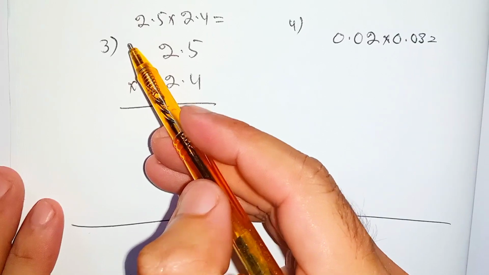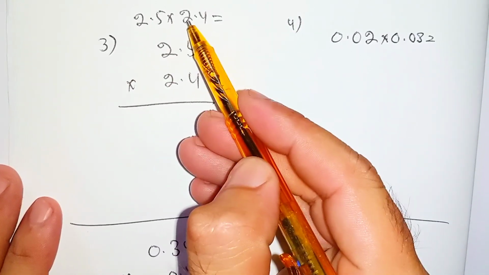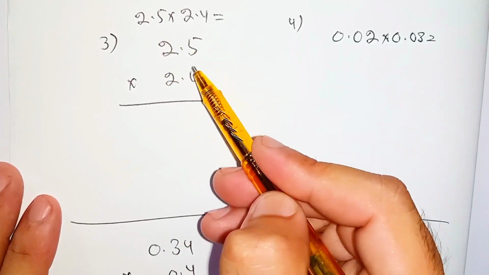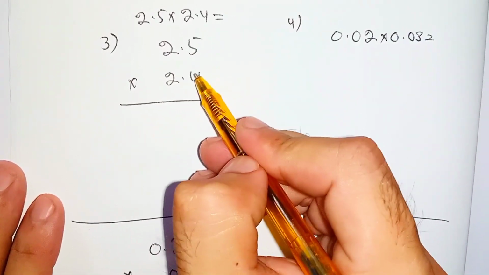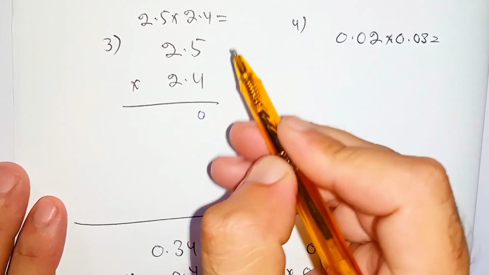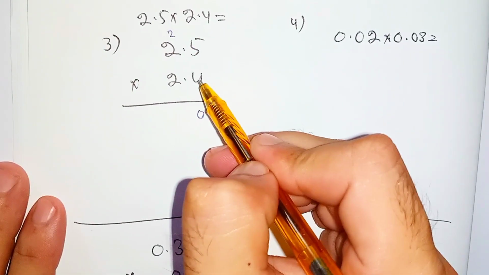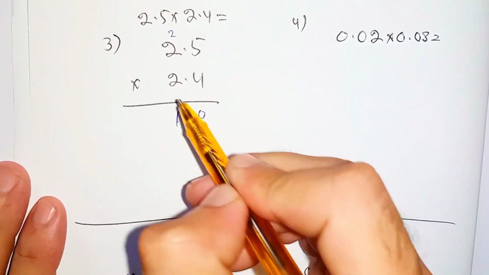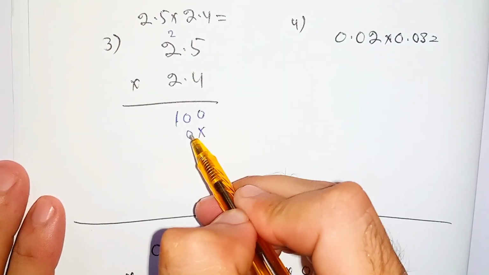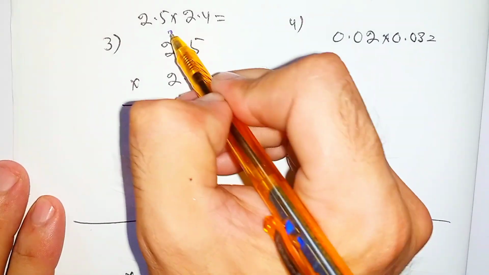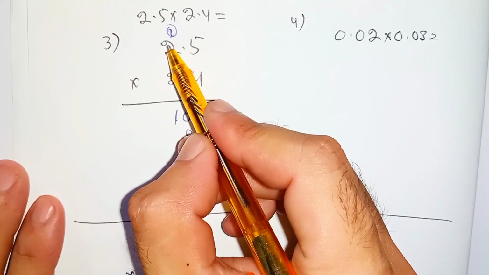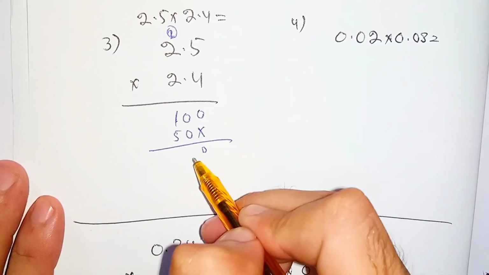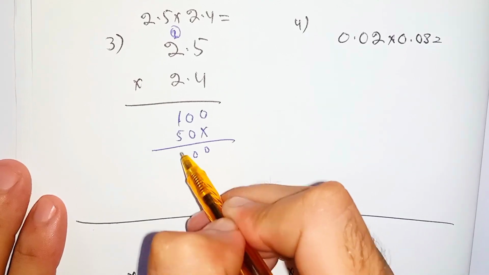Now, in example number 3, we will multiply 2.5 by 2.4. Just like regular multiplication, we will multiply. 4 times 5 is 20, write 0 and carry 2. 4 times 2 is 8 plus 2 is 10. Then 2 times 5 is 10, write 0 and carry 1. 2 times 2 is 4 plus 1 is 5. So bring down the 0, 0, and 1 plus 5 is 6.